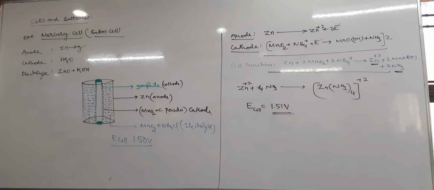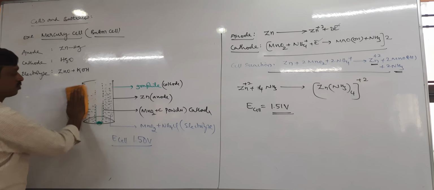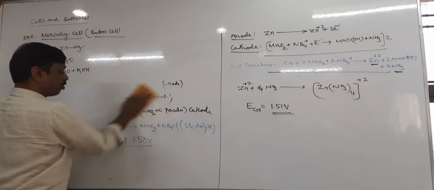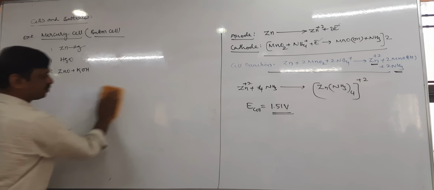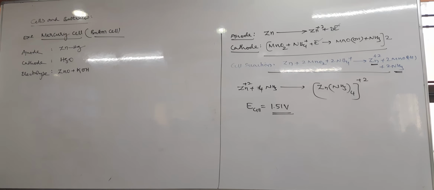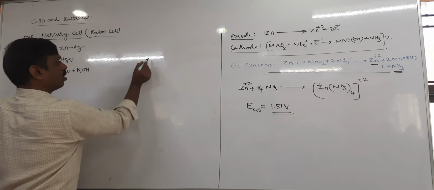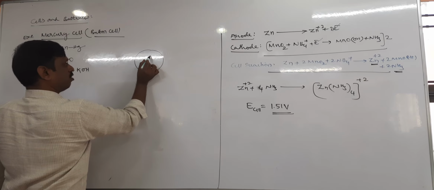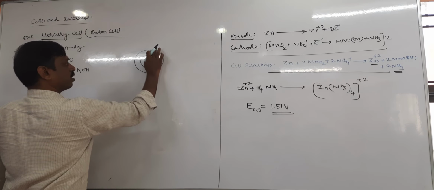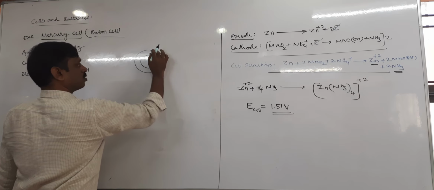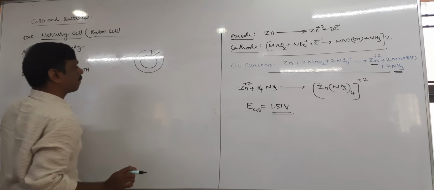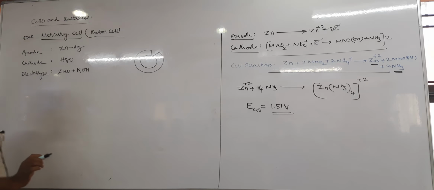Next, the mercury cell or button cell. So the mercury cell is a button cell, and it will look like this. If you cut it, you can see inside.